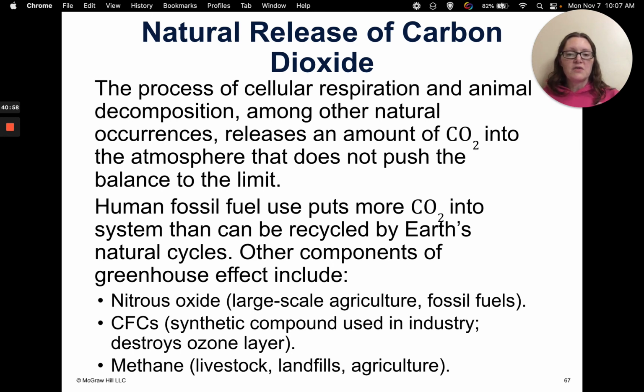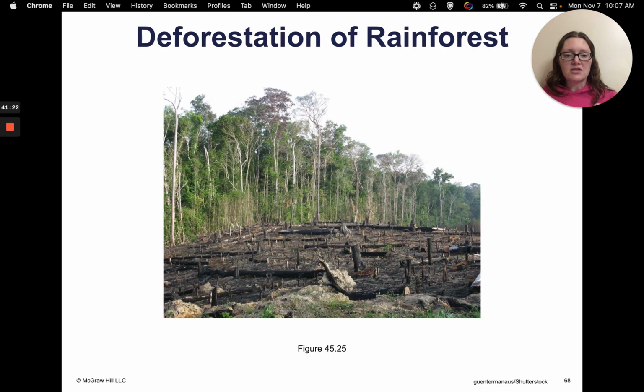Human fossil fuel use puts more CO2 into the system than can be recycled by natural processes. Nitrous oxide comes from agriculture and the use of fossil fuels, CFCs come from industry and are destroying the ozone layer, and methane from livestock, landfills, and agriculture is also causing issues.